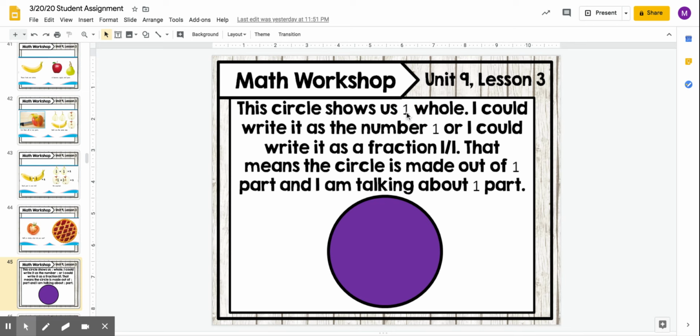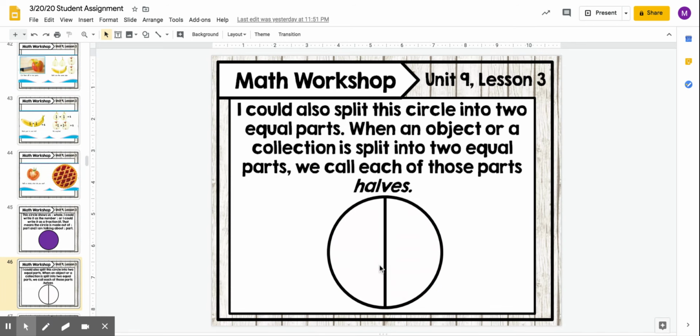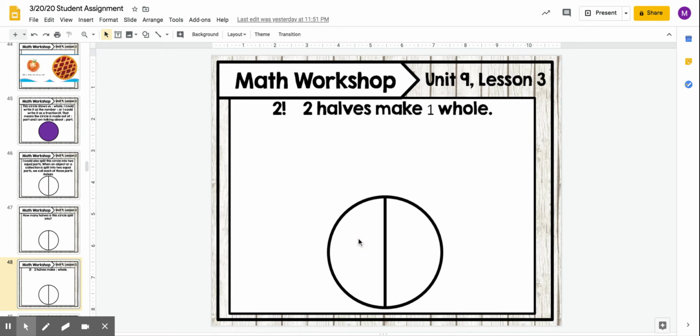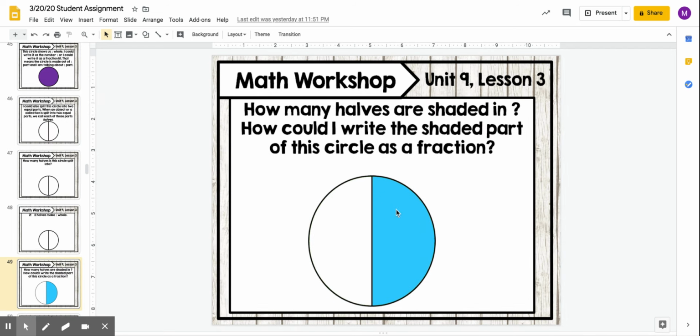So let's take a look at this circle. It shows us one whole. I could write it as the number 1, or I could write it as a fraction, 1/1. That means the circle is made out of one part, and I am talking about one part. I could also split this circle into two equal parts. When an object or a collection is split into two equal parts, we call each of those parts halves. How many halves is this circle split into? 2. 2 halves make one whole.